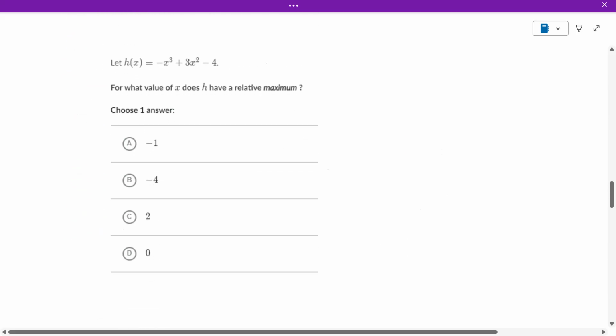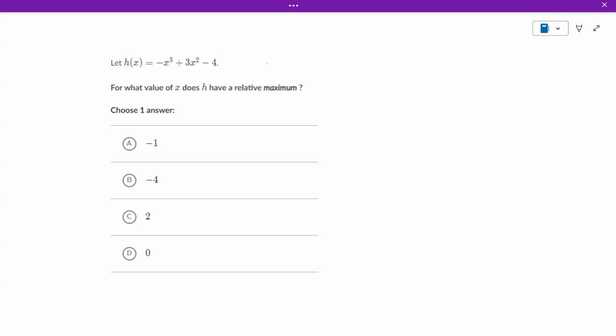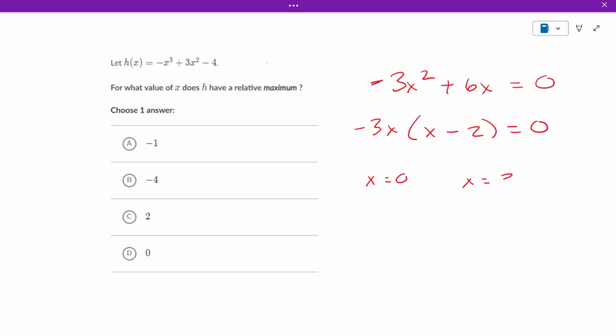Okay, where does this one have a relative maximum? This is a little easier to do than that last one, so I'll actually do it by hand. Where does this have a relative maximum? Ev will just do it on your calculator, but I'll go like this, -3x squared plus 6x equals 0. Factor out a -3x, and we get x minus 2 equals 0. So x equals 0 and x equals 2.